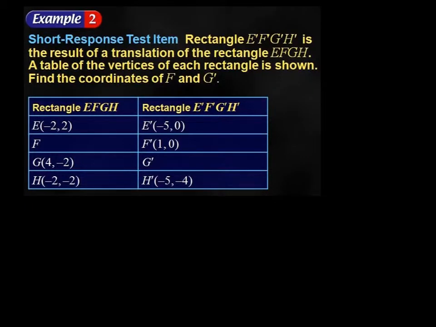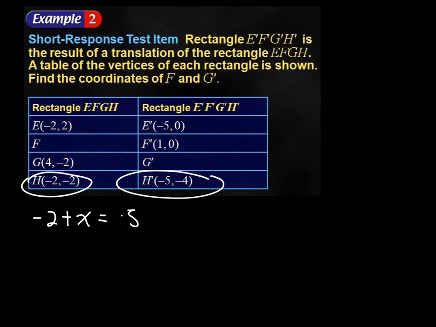Rectangle E prime, F prime, G prime, H prime is the result of translation of rectangle EFGH. A table of vertices of each rectangle is shown. Find the coordinates of F and G prime. Okay, I'm going to do G prime first because that's moving from left to right, the direction we're usually used to going. So if we look at H, for the x's, -2 plus something equals -5.